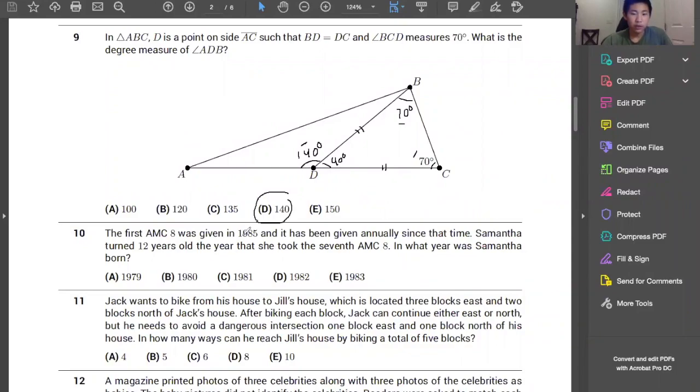Now she turned 12 in 1991. Then she would have been born 12 years before that. So we would do 1991 minus 12. And we would get 1979. That's our answer.